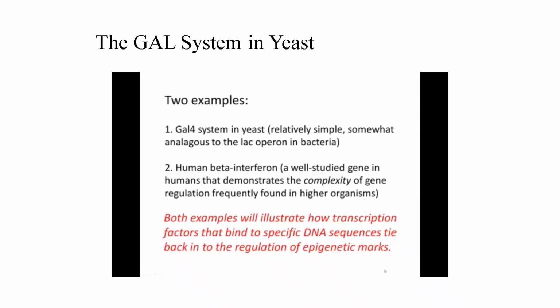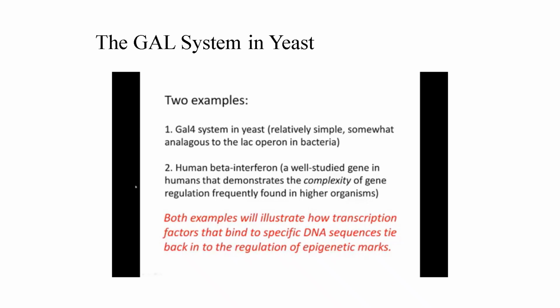We'll talk about two specific examples of how individual genes are regulated in eukaryotes. The first example will be the GAL4 system in yeast. This is a relatively simple example, and it's meant to be analogous to the lac operon in bacteria so that we can compare and contrast the differences between prokaryotes and eukaryotes.